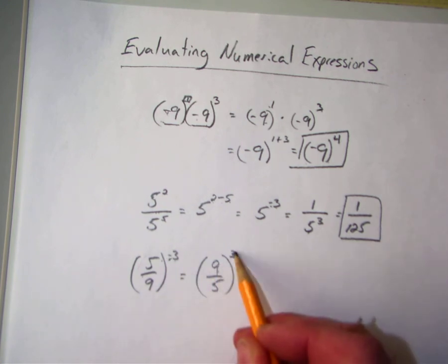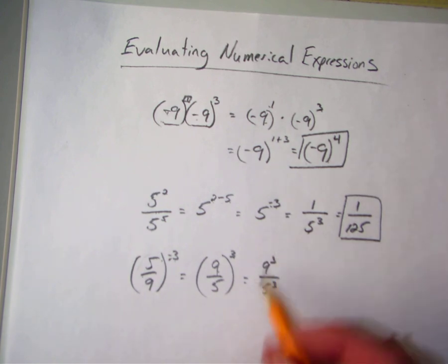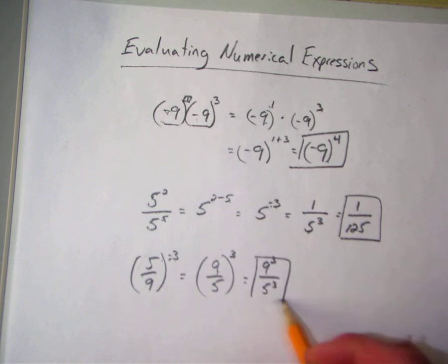Now, I can go ahead and distribute the exponent. So it would be 9 cubed over 5 cubed. And again, we can use the calculator if we need to know what the 9 cubed is and then what 5 cubed is.